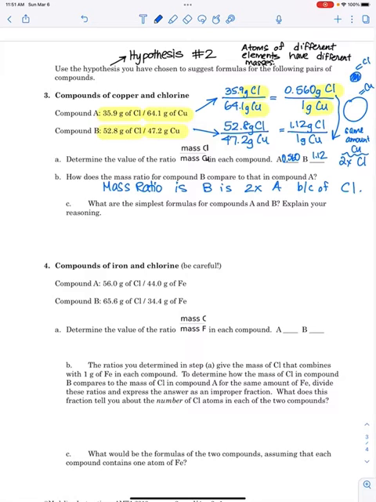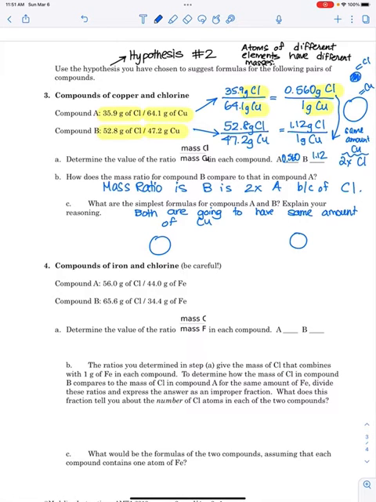And then what are the simplest formulas for compounds A and B? Explain your reasoning. Well, both are going to have the same amount of copper. So I'm going to draw 1 copper here, 1 copper here. They both have the same amount. So let's just say 1. Then between A and B, B has twice the amount of chlorine.